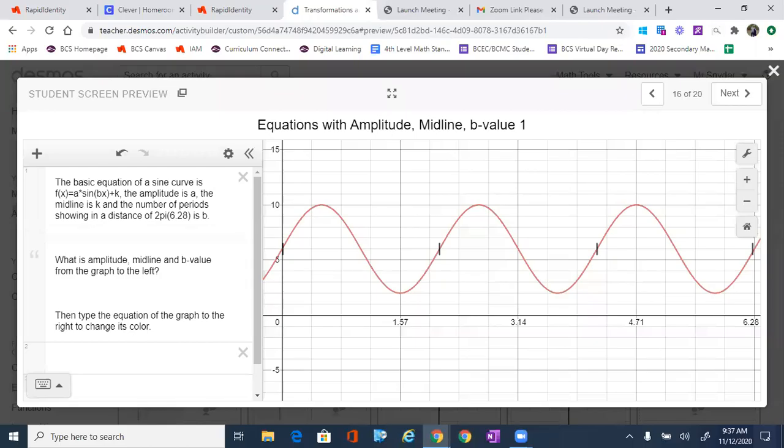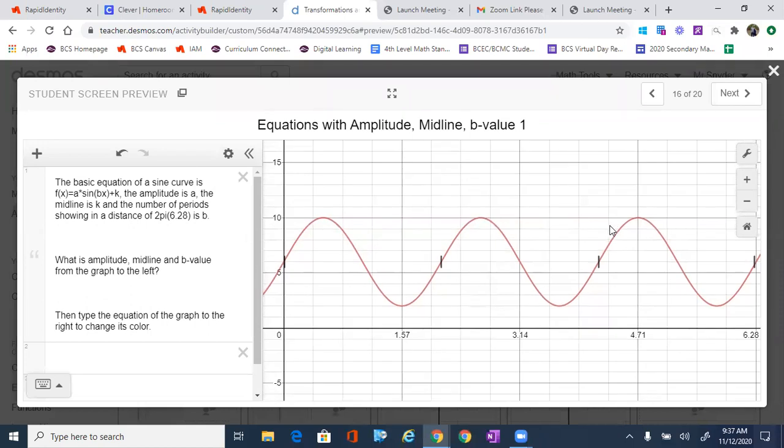All right, let's put it all together. We're going to build an equation with amplitude, midline, and a b-value. And now the important thing we need to recognize about the b-value in our sine graph is just thinking about what it means. B-value is the number of periods in an interval of 6.28, or 2 pi.